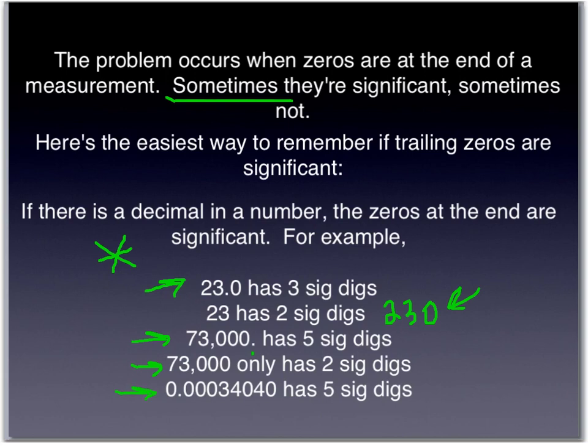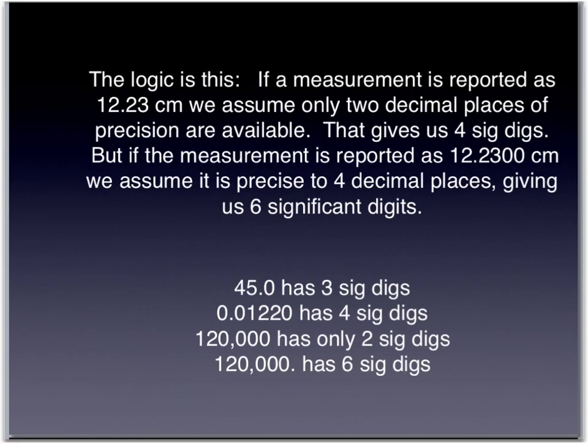This value, golly, we've got every situation. These leading zeros don't count. That zero does because it's captured, and the decimal right here makes that trailing zero count. So that has 5 significant digits. So if you're having a problem understanding that trailing zero thing, think about it this way. If we have a measurement reported at 12.23 centimeters, we just assume we've got a measuring device where the best we can do is estimate it to 2 decimal places. So that one would have 4 sig digs.